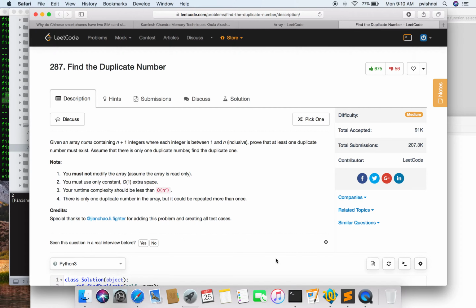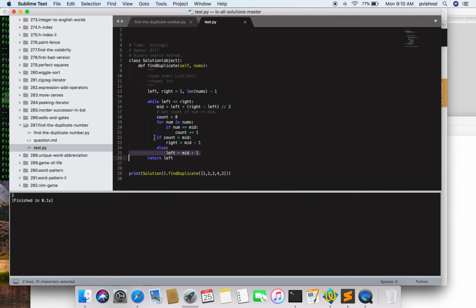So let's do this problem. This is the list, and if you run it here, 2 is the duplicate and we are getting 2. So what we will do for this problem is take two pointers, and the complexity is O(n log n), as we can see. We will start from the left.